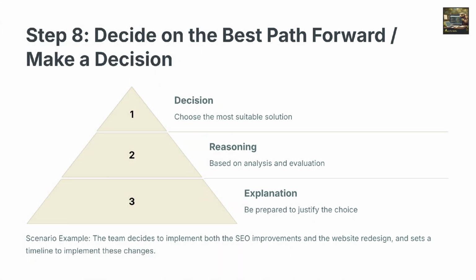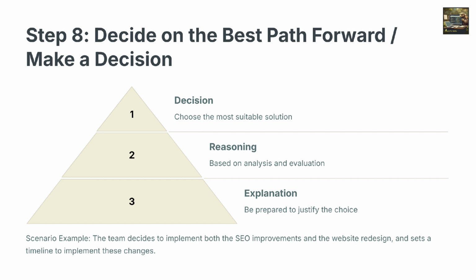At this point, it's time to decide on the best path forward. This step involves selecting the most suitable solution, based on all prior analysis and evaluation. The decision must be backed by clear reasoning. Why is this choice the best? What evidence supports it? Additionally, be prepared to justify the decision, ensuring it aligns with the team's goals and resources.